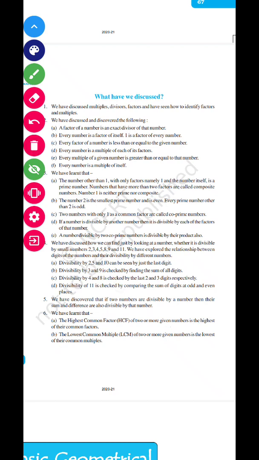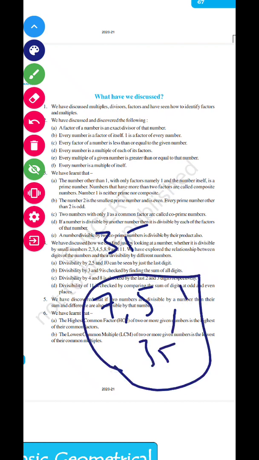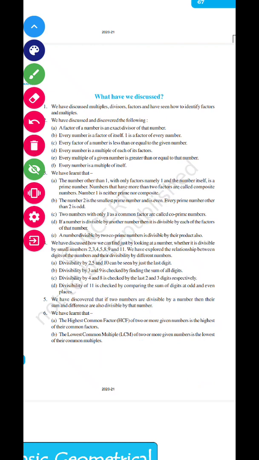Next, fourth point, every number is a multiple of each of its factors. Which means if you take the factors of 35, among the factors you will get 7 is a factor, 5 is a factor, 1 is a factor, 35 is a factor. So every number is the factor of itself. That's what this is saying.